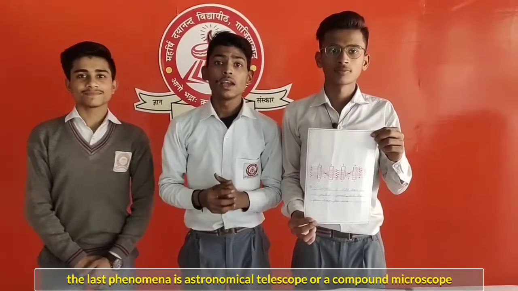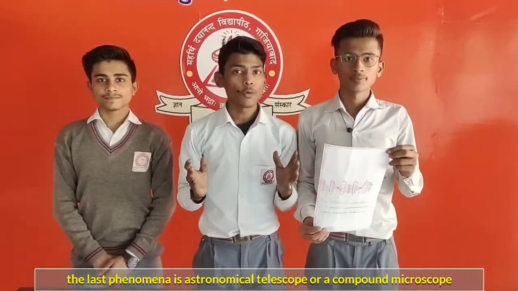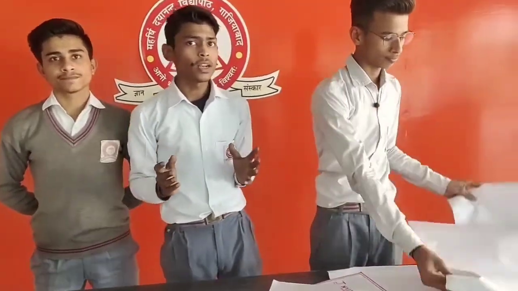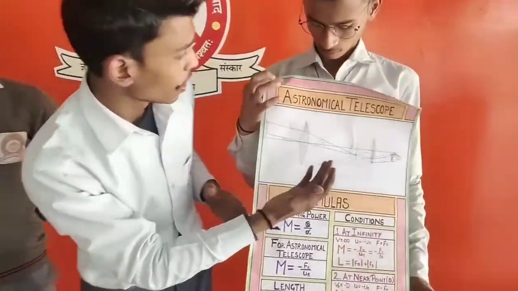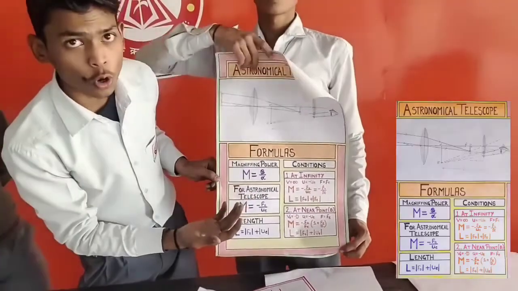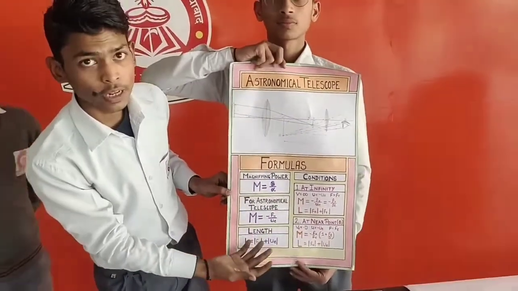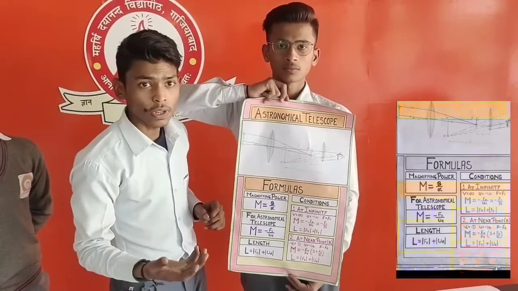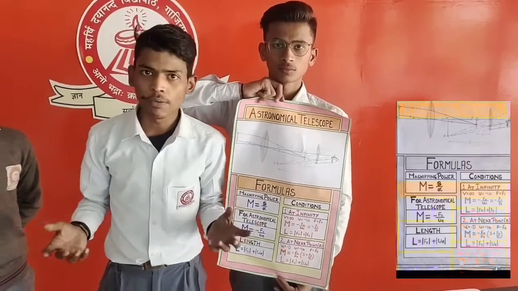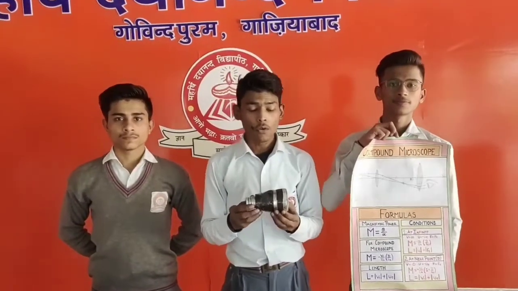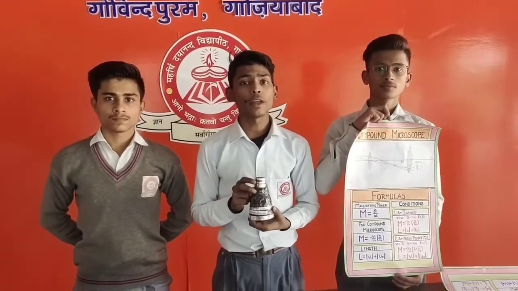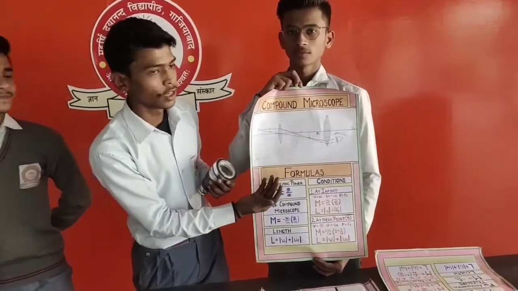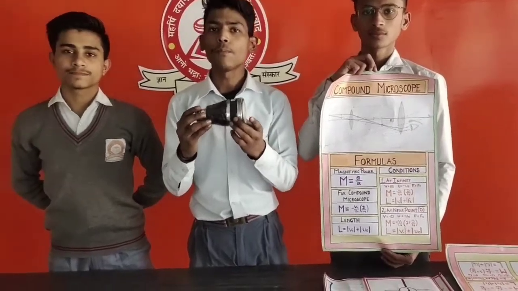The last phenomenon is the telescope and compound microscope. So let's have a view of the compound microscope and astronomical telescope. This is an astronomical telescope. We are going to describe the working of the telescope by our model. So let's have a view. This is our project of a telescope, and the name is Optical World Detector. You can see the working of this telescope here clearly.